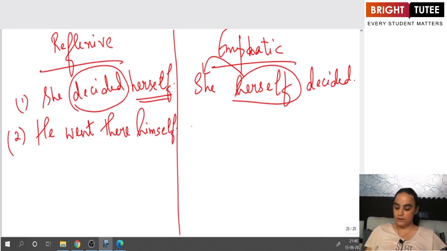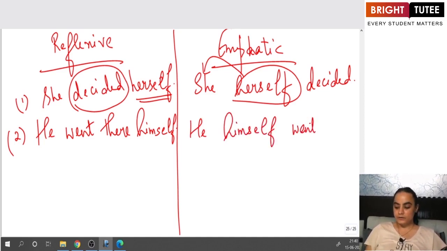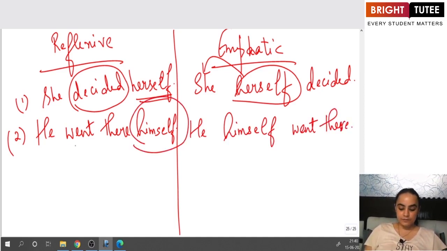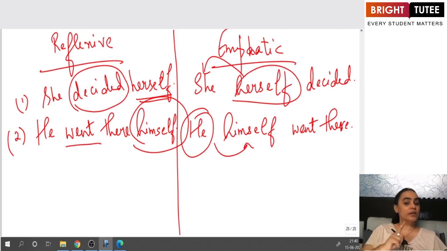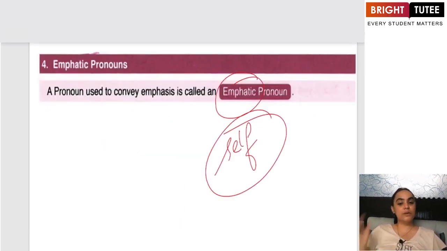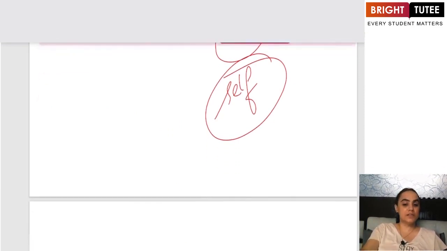Okay? And if I give you the emphatic, he himself went there. Again, here himself came along with the verb. It was the object of the verb. And here himself was next to my subject, giving an emphasis on the subject, not on what action has been performed by the subject, but on the subject itself. So this, my dear students, is the difference between reflexive as well as an emphatic pronoun.